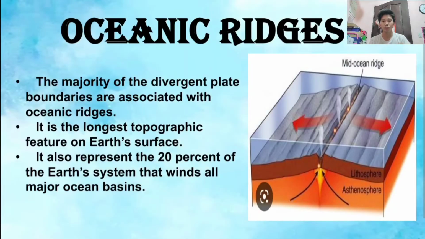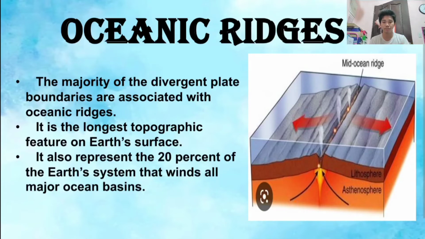We also need to know that the majority, but not all, of divergent boundaries are associated with oceanic ridges, which are elevated areas of the seafloor characterized by high heat flow and volcanism. The global ridge system is the longest topographic feature on Earth's surface, exceeding 70,000 kilometers in length. It represents 20% of Earth's surface and winds through all major ocean basins like the seams on a baseball.